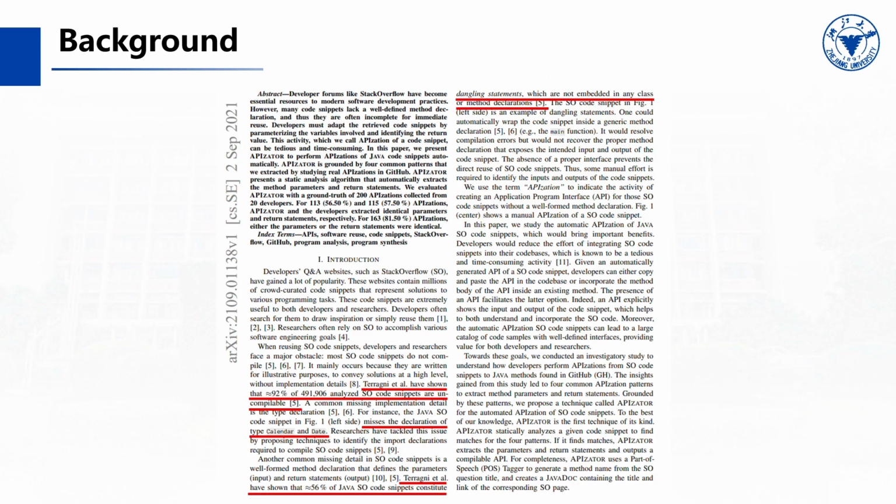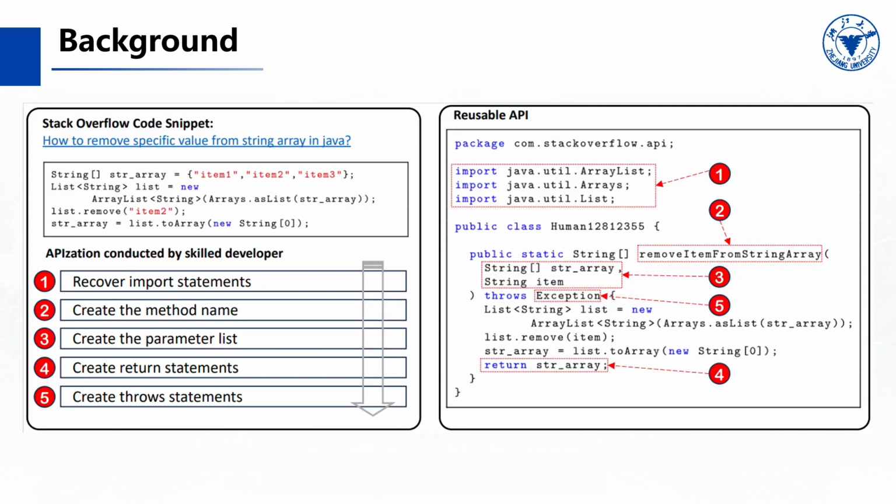Research indicates that 92% of Java code snippets on Stack Overflow are not compilable due to reasons such as missing type declarations, undefined classes or methods, etc. Developers often need to modify these code snippets to make them usable in their projects. For instance, in a post titled "How to Remove Specific Value from String Array in Java," developers typically have to go through steps like restore import statements, create method names, infer parameter lists and return statements, infer throw statements, etc., to construct a convenient API for their use. This process is time-consuming and tedious.